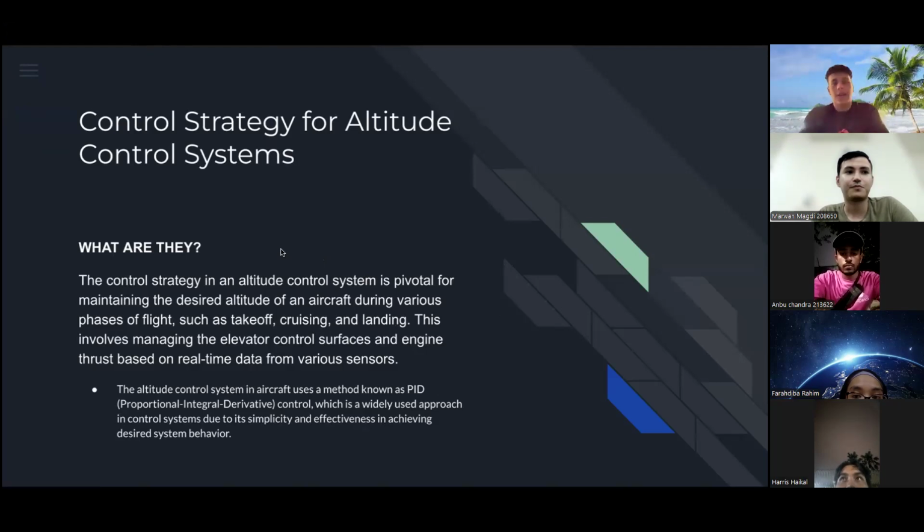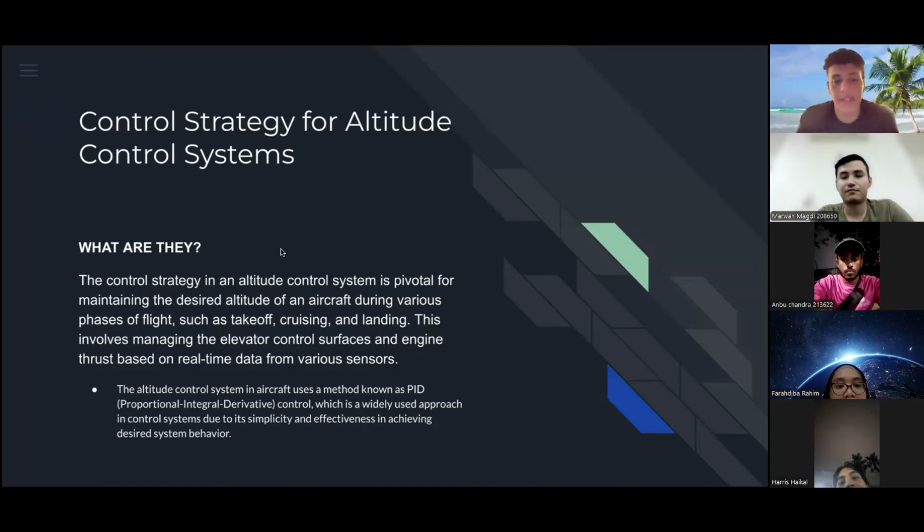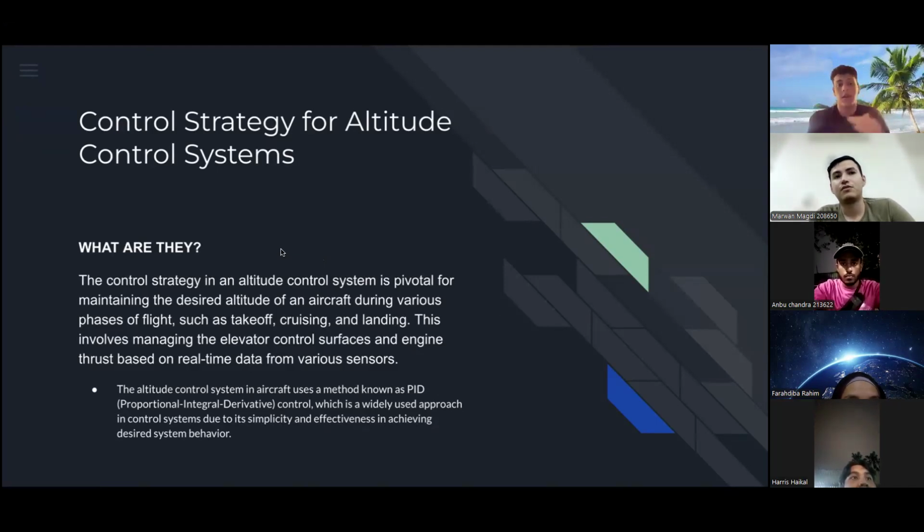All right. So as for the control strategy for our project today, what is a control strategy? It's an altitude control system, which is pivotal for maintaining the desired altitude of an aircraft during various phases of flight, such as takeoff, cruising, and landing. This involves managing the elevators on the tail, the control surfaces, and engine thrust based on real-time data from various sensors.